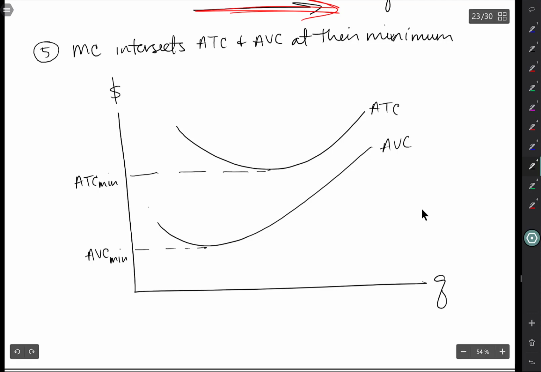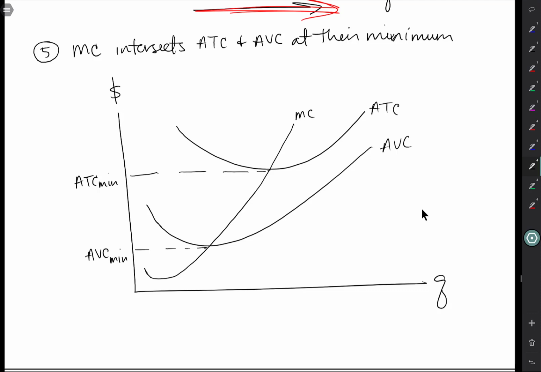Again, there I have my U-shaped average variable cost curve and average total cost curve, right? So I'm going to be careful. There's my marginal cost curve, right? Intersecting both of these curves at their minimum. Notice that all of these properties hold.